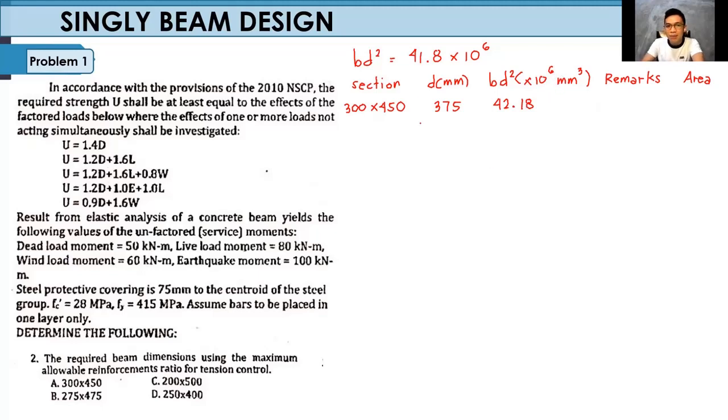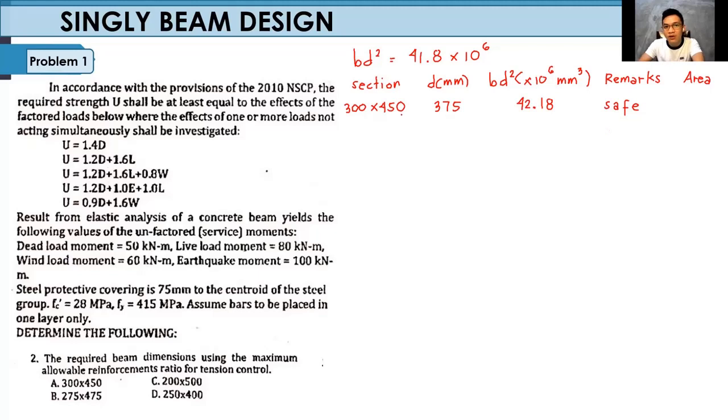Okay, so remark, pag-compare natin BD squared natin na pinakamaliit na pwede sa ating loads is 41.8. So pasok siya kasi 42.18. So, compare natin, mas malaki siya. So, therefore, safe siya. Okay. So, next thing is yung area. Para compare natin mamaya, di ba, kung sino yung mas economical. Baka dalawa yung pasok, so therefore maglalaban na lang sila kung sino yung mas maliit yung area. So yung pipili natin yung mas maliit na area para mas economical.